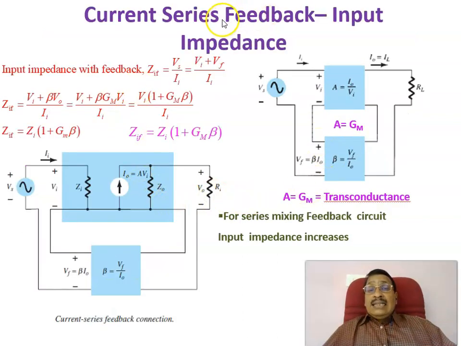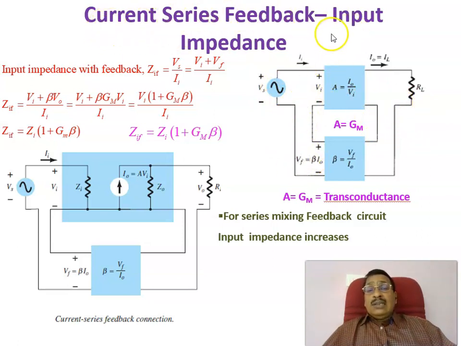Now this is a current series feedback. What is the input impedance? As I explained in the last slide, in a series feedback circuit, if the mixing is series, the input impedance is increasing. Let us see in this case. Now here it is a current series feedback. Why is it called current? We are tapping the current from the output side. And it is series, which means you are mixing voltage, you are adding with this one. Therefore, it is series mixing and the sampling is the current. That is why it is current series feedback.